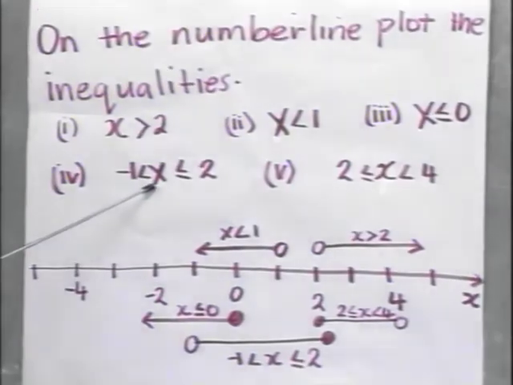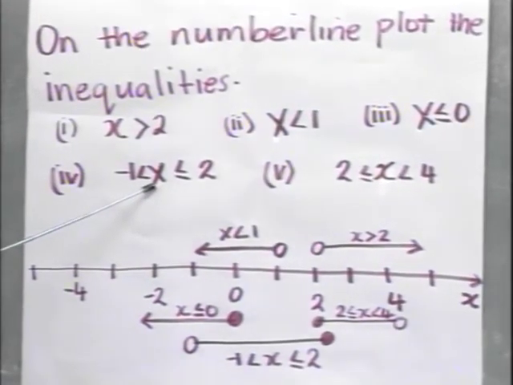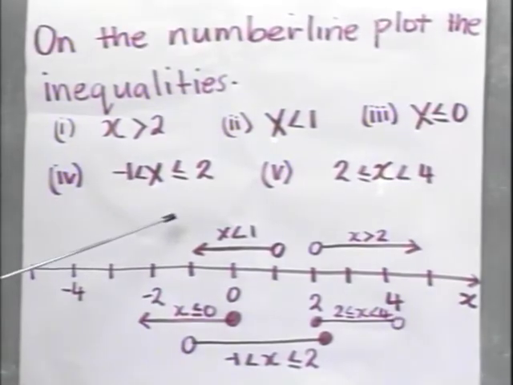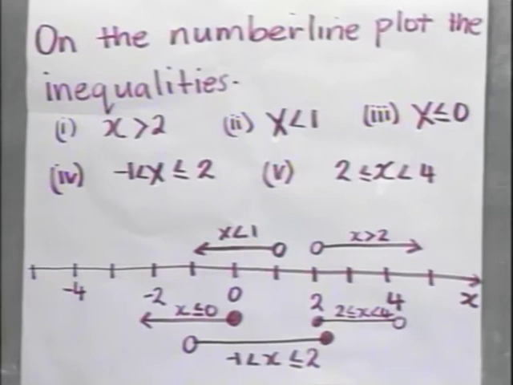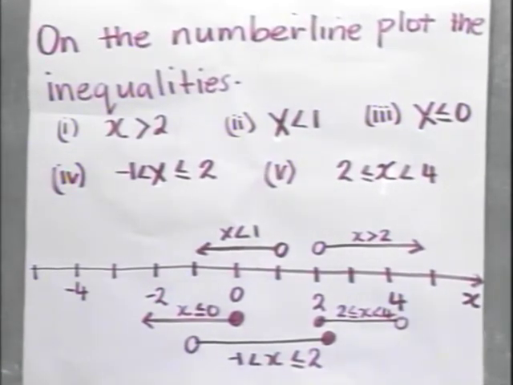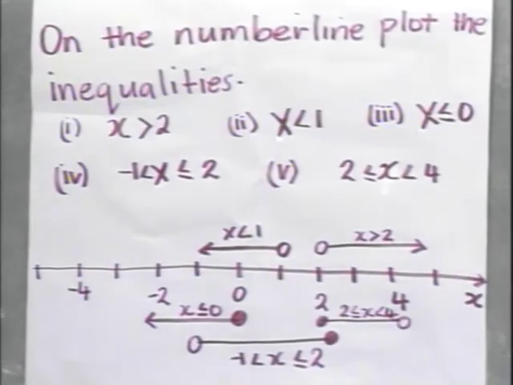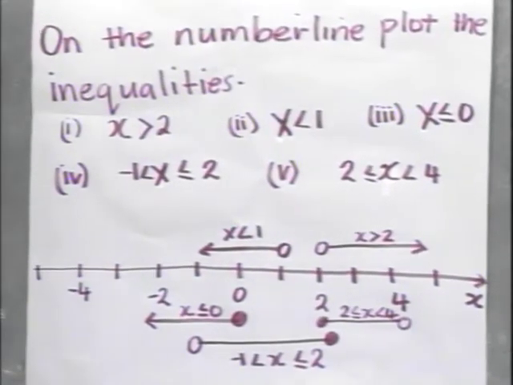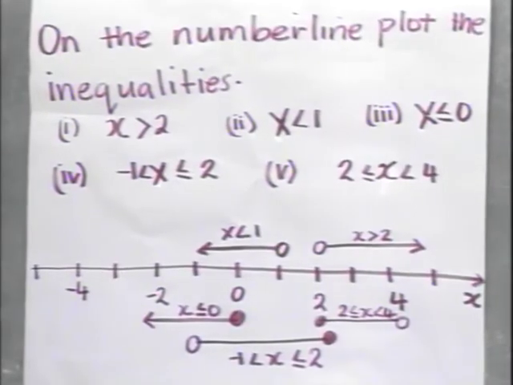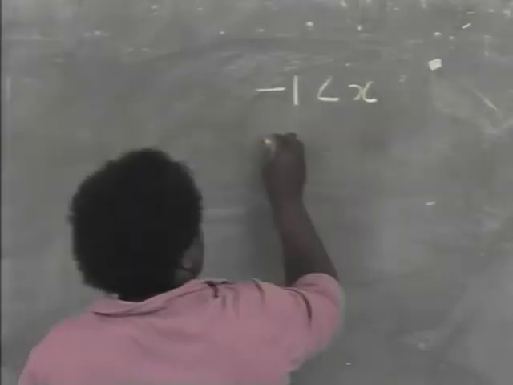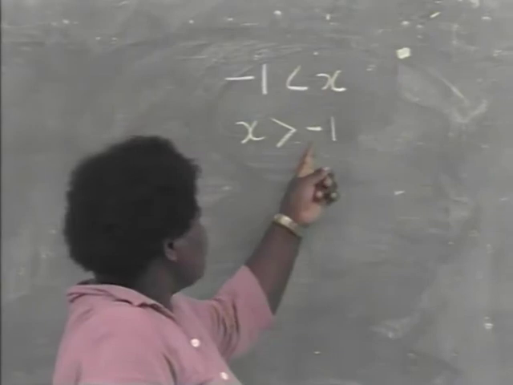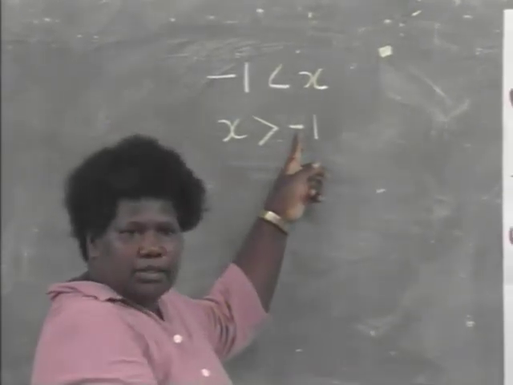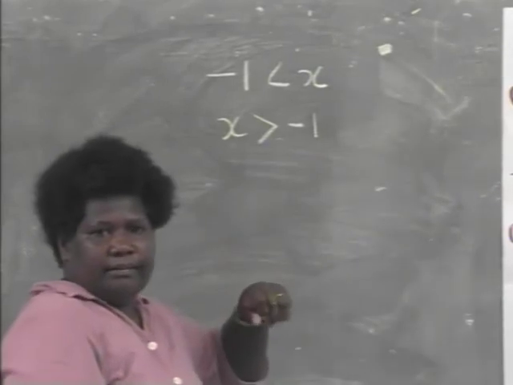Minus 1 is less than x. At the same time, x is less than or equal to 2. Okay, just look at this one, this side first. If minus 1 is less than x, then x must be greater than minus 1. It's not equal to 0. So if minus 1 is less than x, then we are saying x is greater than minus 1. So I have to remember that the numbers will have to be greater than minus 1. Minus 1 will be less than the values for x.